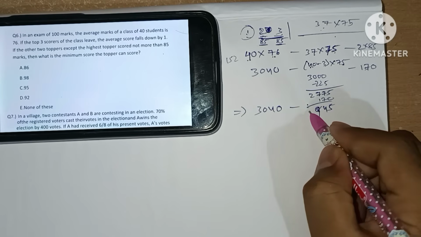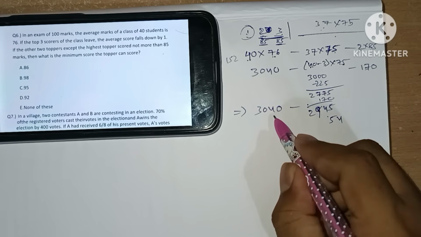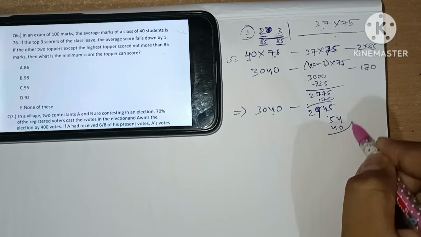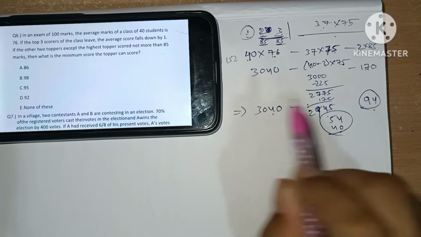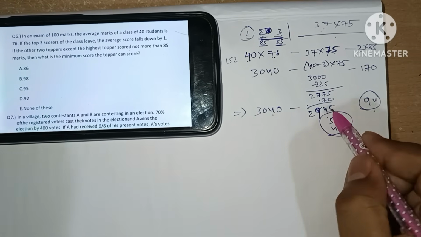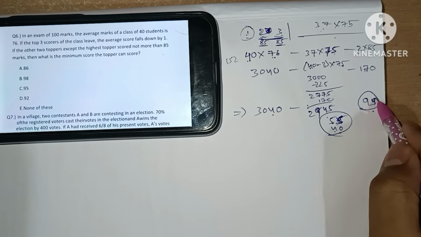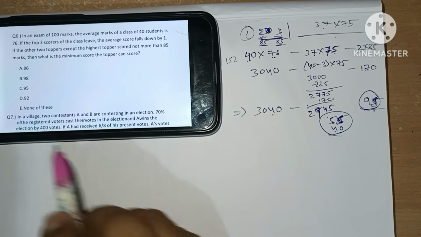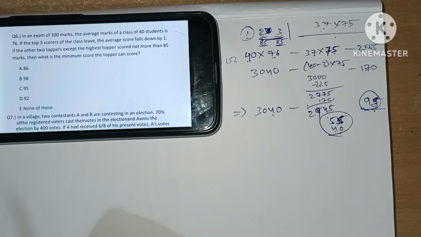2945. So here we have 54 and here 40. So total we have 94 is the minimum marks secured by the topper. So the answer is, wait a second, here 55 and 40 which is 95. So the topper scored 95 marks, minimum marks is 95. Option C is our answer.